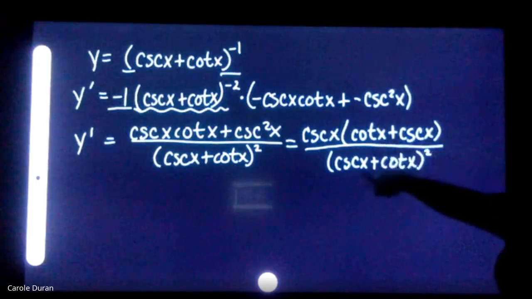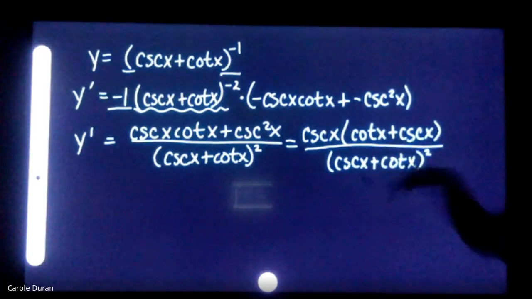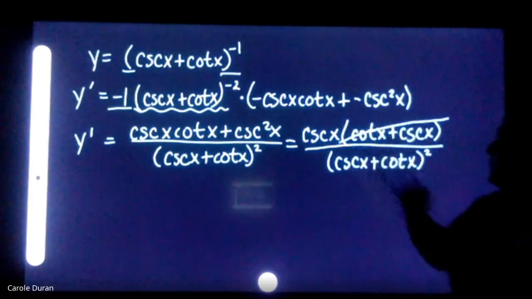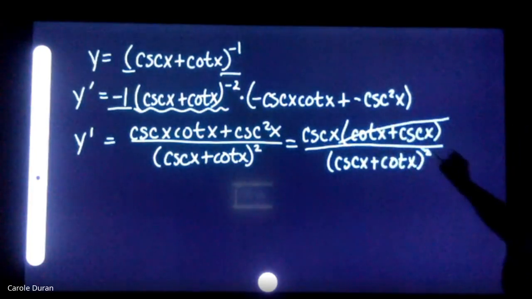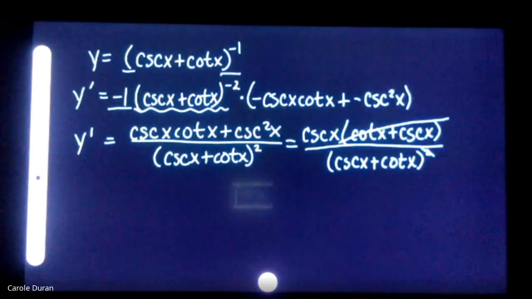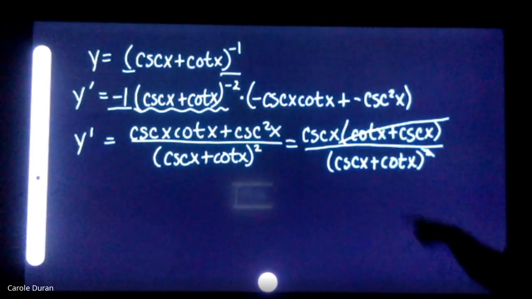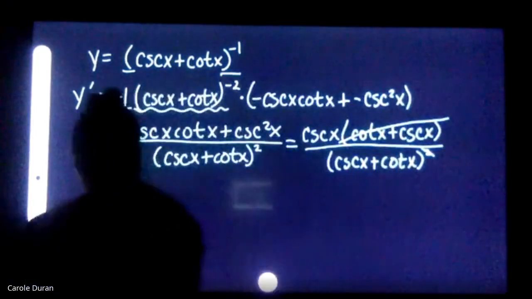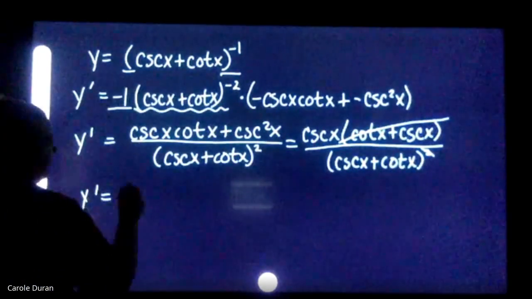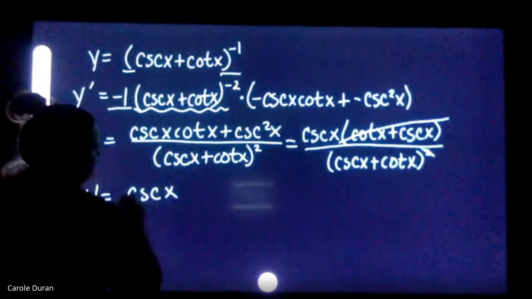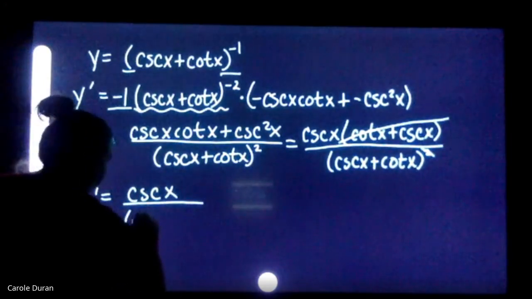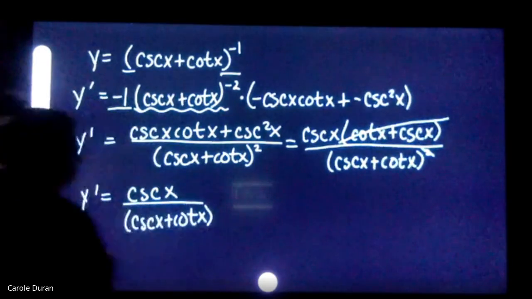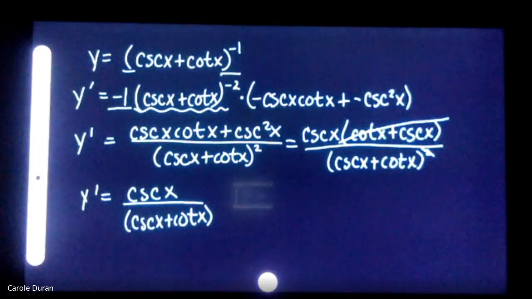Even though these are in opposite order, because it's addition, they're still the exact same thing, which means that this whole parentheses from the numerator cancels out one of my factors from the denominator. So it's no longer raised to a power of 2, and I was able to cancel out this top one, which allows me to simplify this into cosecant x over cosecant x plus cotangent x. And then I'm finished.